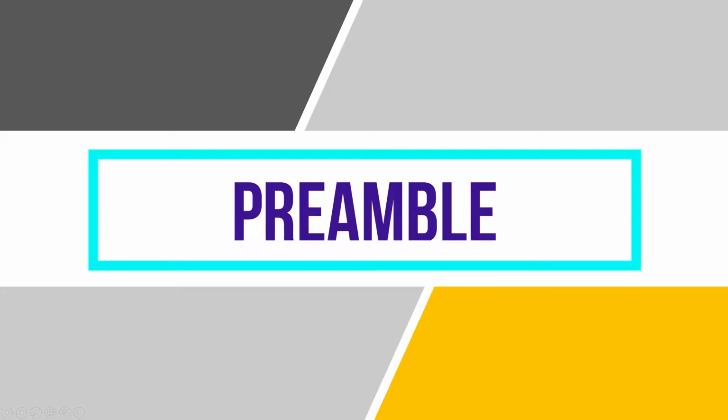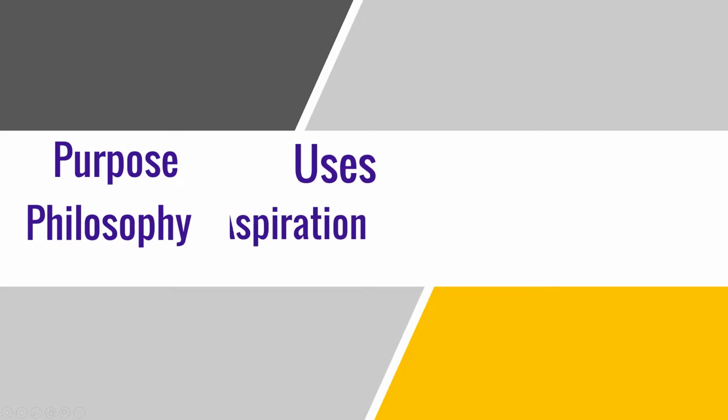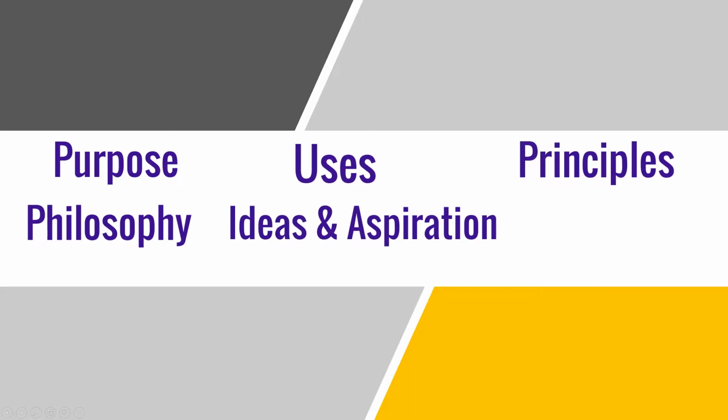Many things come with a manual which describes the object itself and says the purpose and uses of the object, and the same thing is with the preamble. The preamble is the first thing we have to read when we read the Constitution. So the preamble describes the purpose, philosophy, uses, ideas and aspirations, principles, and objectives of the act or legislation.